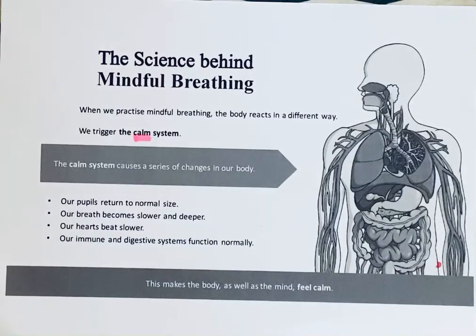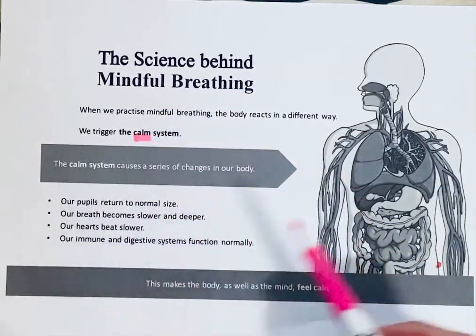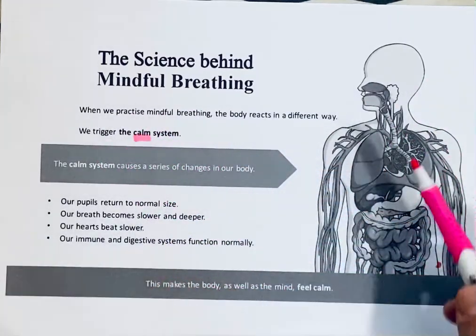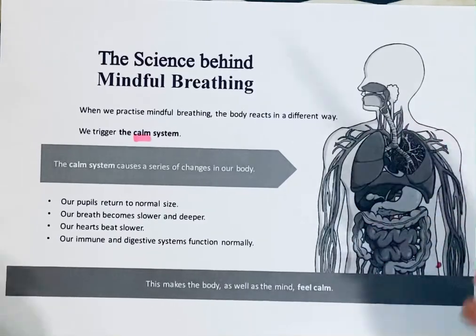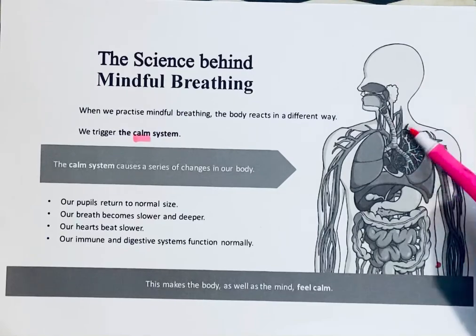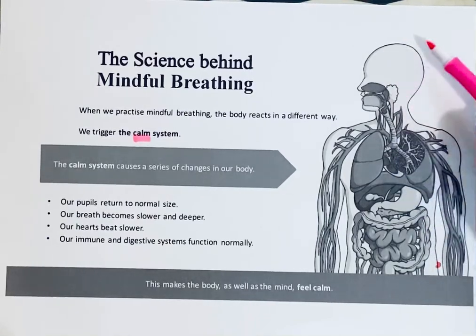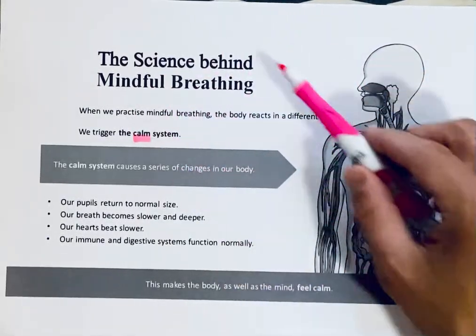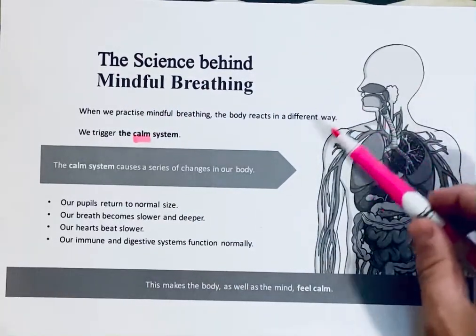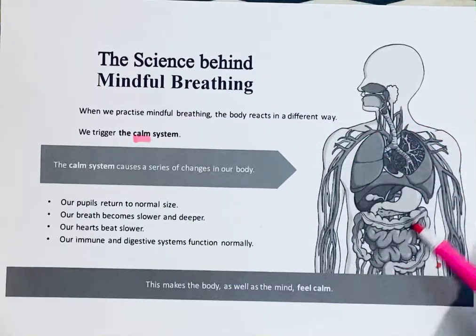So now we're going to look at the calm system. In the calm system, we're going to look at how the science behind mindful breathing affects our whole body, and how the calm system, if we're able to achieve mindful breathing and are able to regulate our breathing, then regulate our heart rate, which regulates our brain waves, if we're able to achieve that mindful breathing, we're going to see the effects that occur in the body.